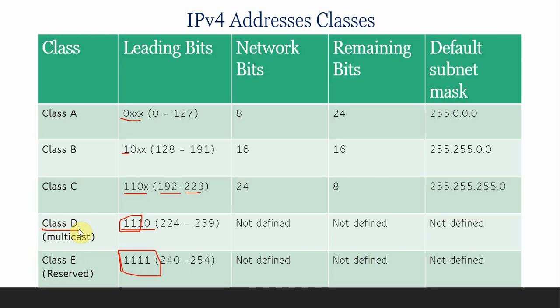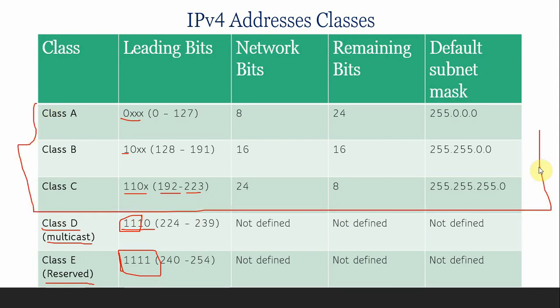Note that class D is used for multicasting addresses. And class E is actually reserved for special purposes. So we use A, B, and C when it comes to connecting devices. If you see any address ranging from 0 up to 127, that gives us class A. If you see any addresses ranging from 128 to 191, that's identified as class B. If you see any address ranging from 192 up to 223, that tells us that the address is in class C.